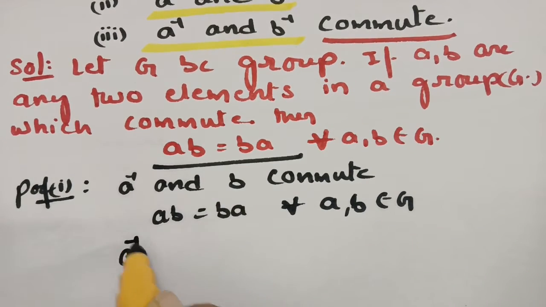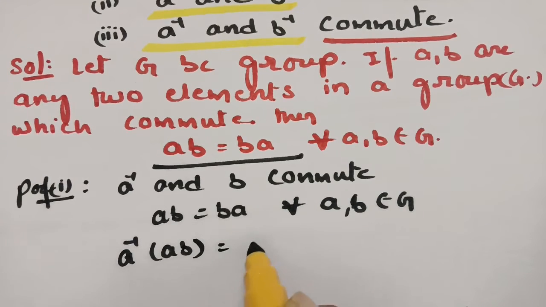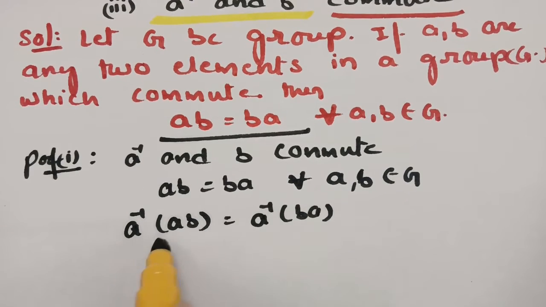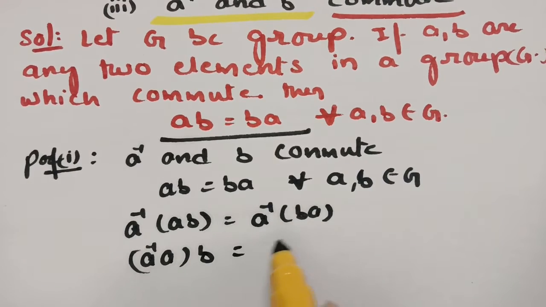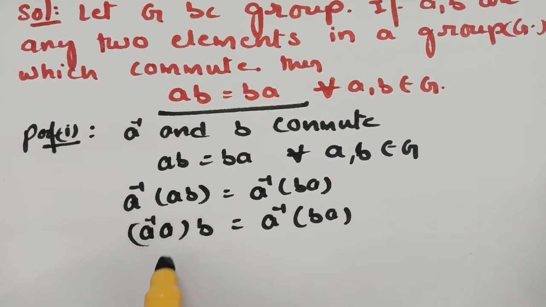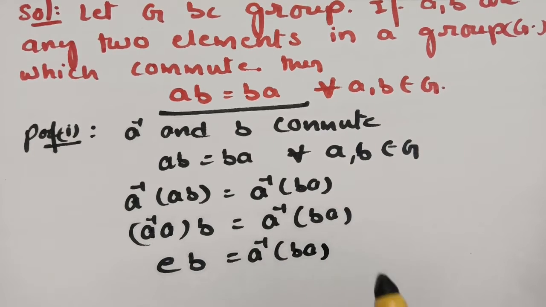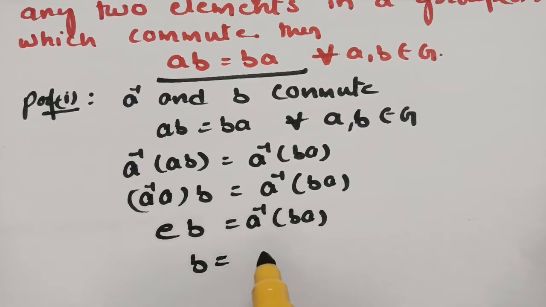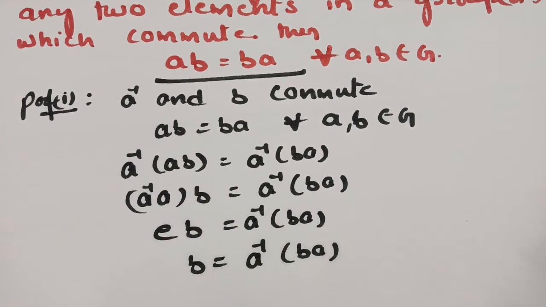So I am multiplying both sides from the left-hand side with A inverse. So this is A inverse into AB is equal to A inverse into BA. Now, according to the associative law, as G is a group, A inverse into A, according to the inverse law, is E, so E into B is equal to A inverse into BA. So we need to show that A inverse and B commute.